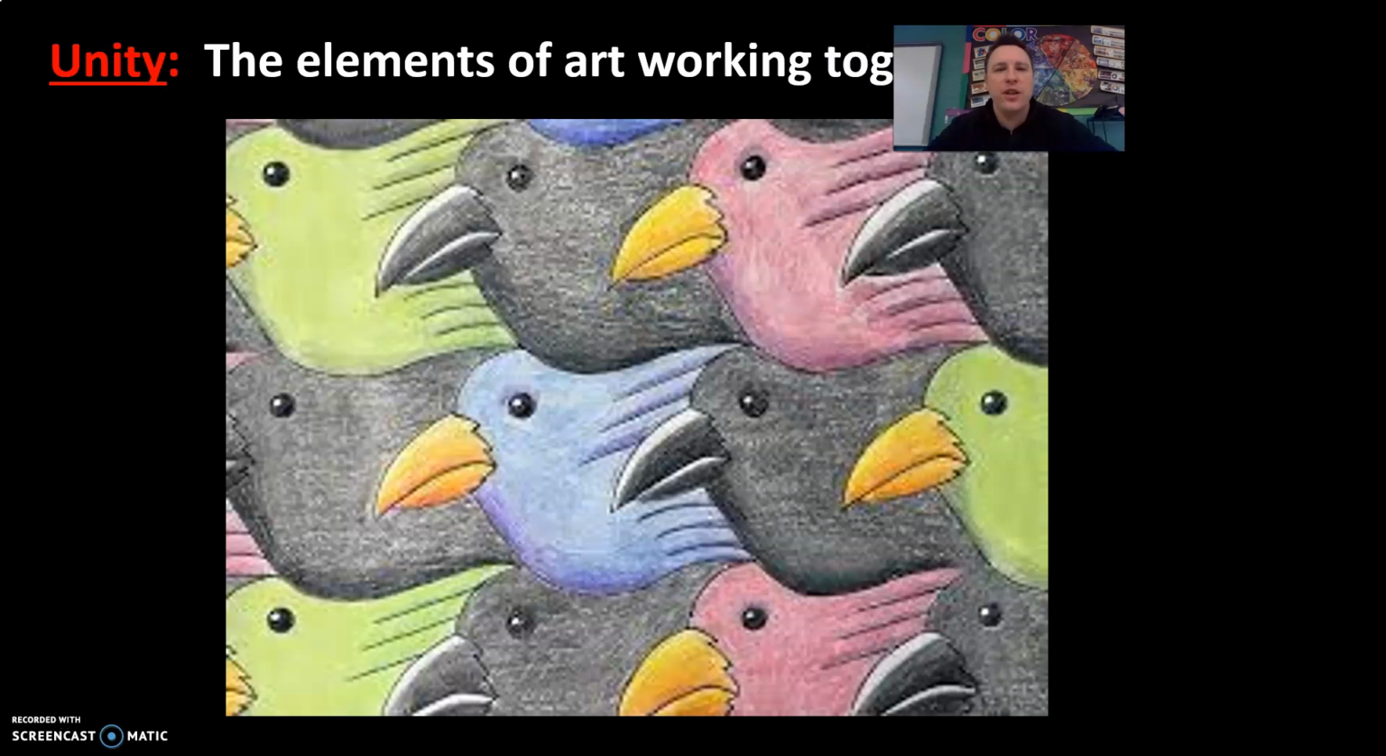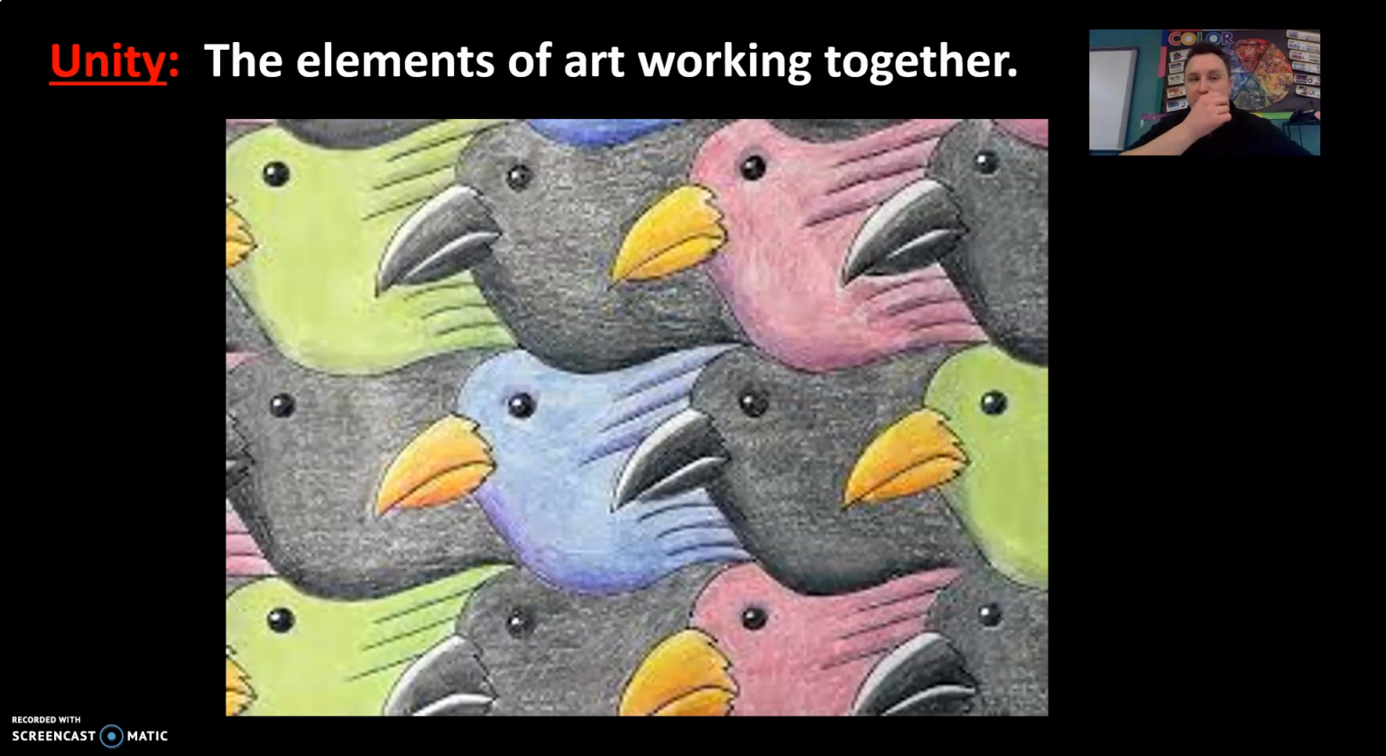And then you have the word unity. So unity is the second question in today's entrance ticket. Unity is the elements of art working together. So when the seven elements of art work together and things are repeated over again, it creates a cohesive artwork that has the same theme. Everything is used to support one another and create that theme in the artwork.